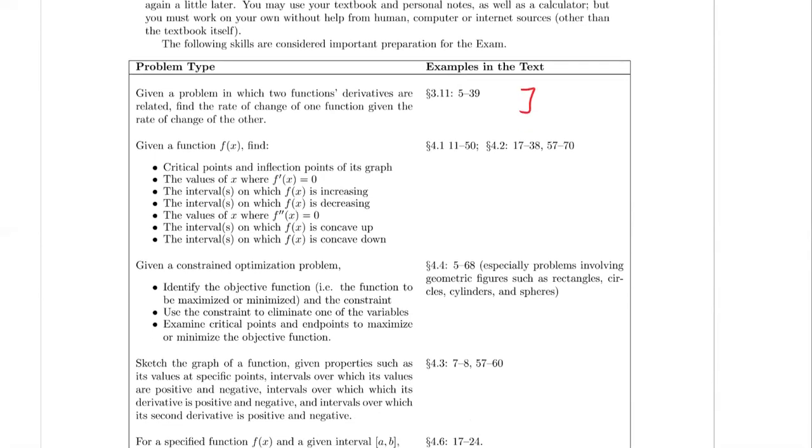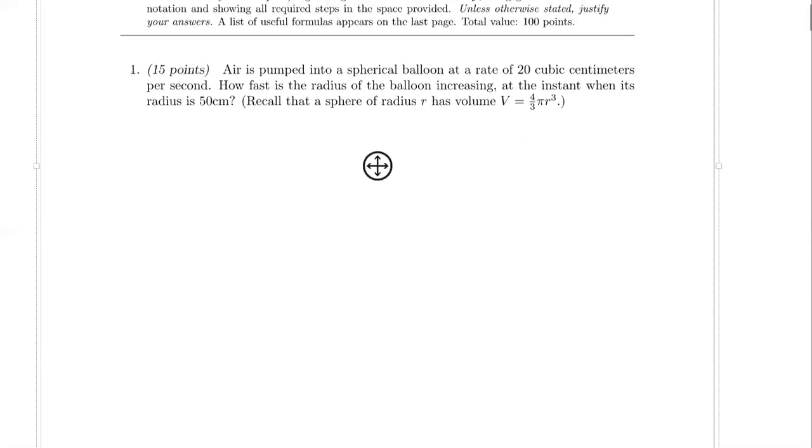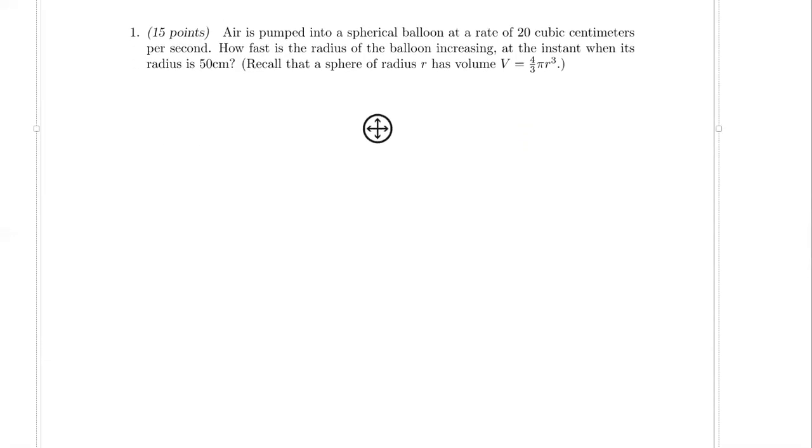The first thing is section 3.11. That was related rates. We did a couple examples in the videos, and you can definitely go back to look at those. However, I also have here the problems from the spring 2019 exam. These problems are actually good because I can use this one to show you all the things you should be careful about, because it's basically the same 3 steps for everything.